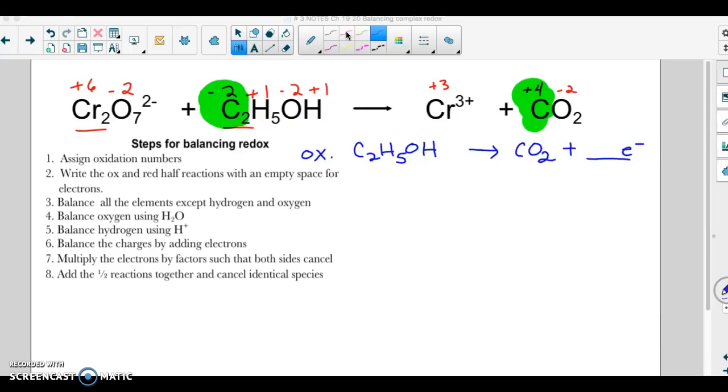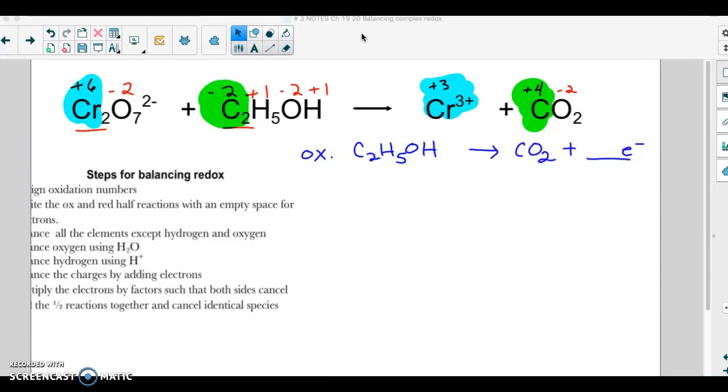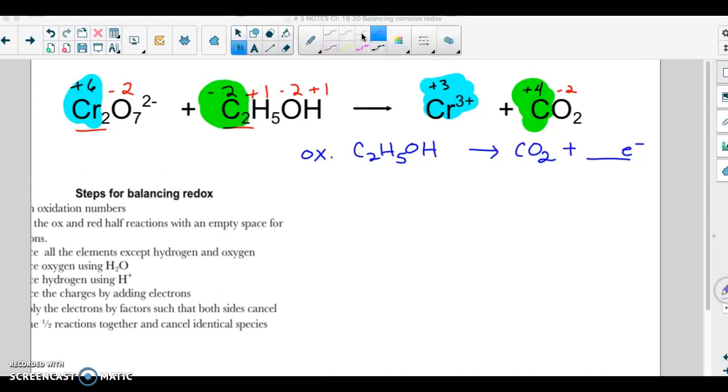The reduction is going to be the chromium goes from +6 to +3. So again, when I write the reduction, I'm going to move the rules over here a little bit. I'm going to write the dichromate ion. And I know it's going to gain some amount of electrons, and that we're going to form the chromium ion.